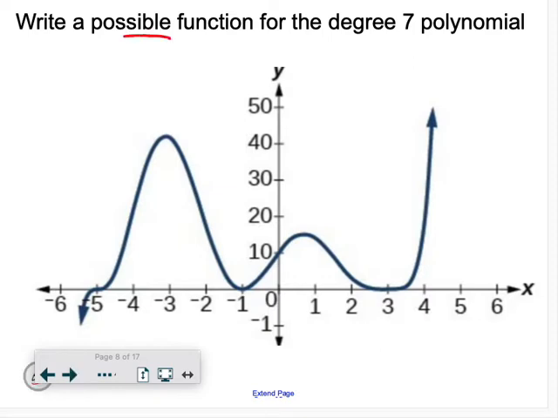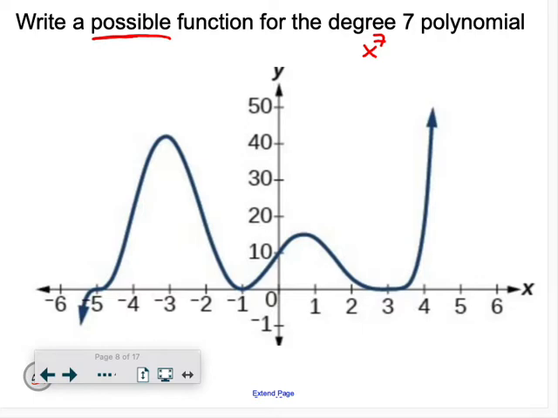Possible function for this degree 7. So it's a degree 7. That means my dominant term is going to be x to the 7th. It also means it's going to have 7 zeros. It doesn't mean 7 x-intercepts, but 7 zeros. That's critical to know.